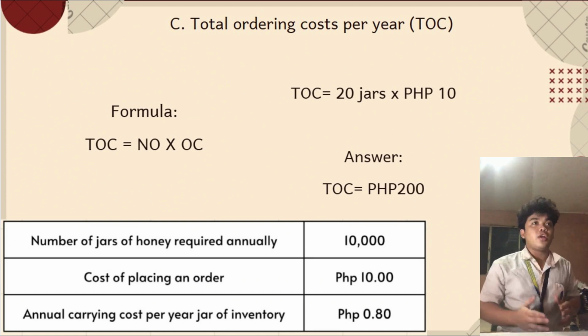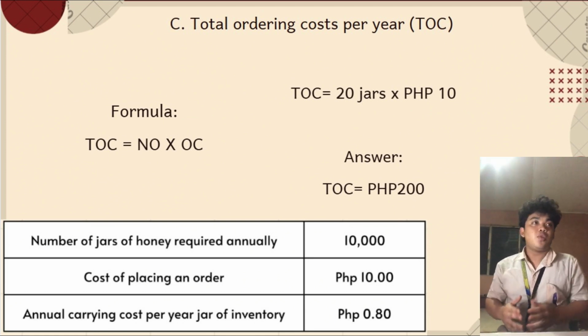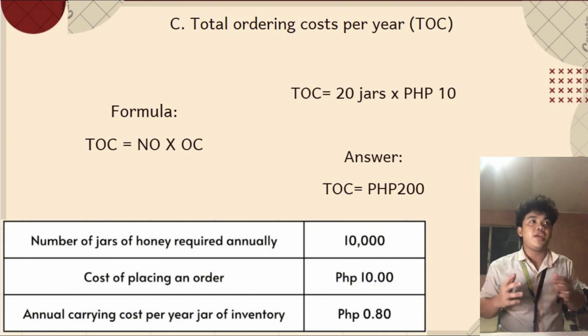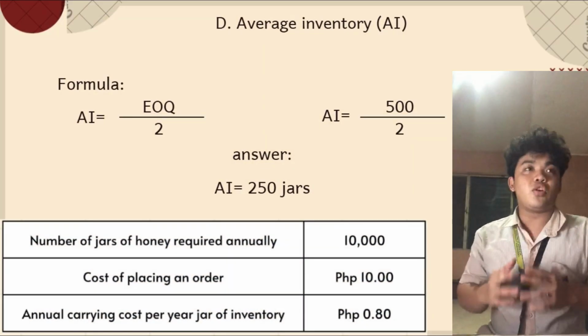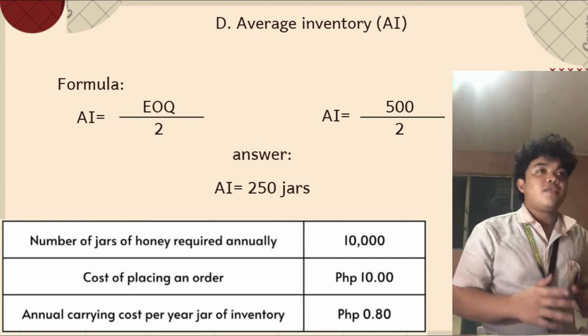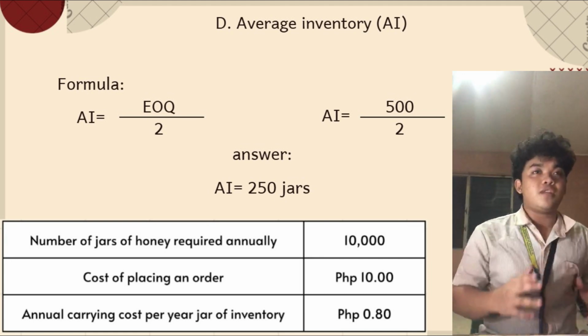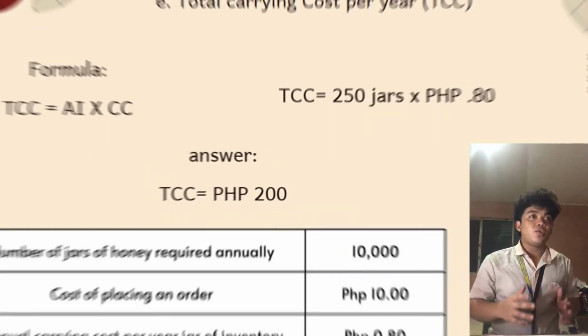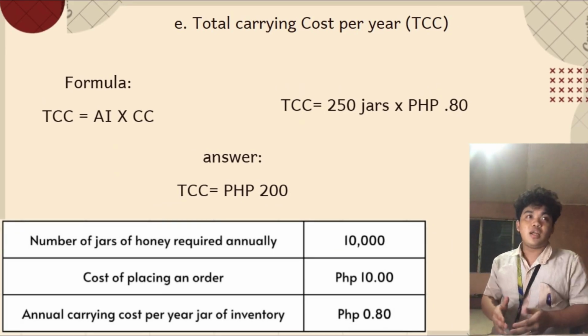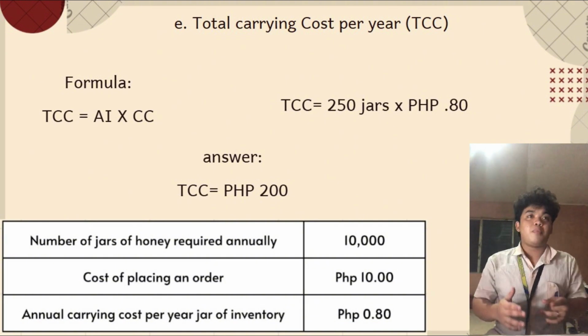For total ordering cost per year, or TOC, 20 orders times ordering cost of 10 pesos equals 200 pesos for total ordering cost per year. Next, average inventory, or AI: EOQ, which is 500 jars, divided by 2 equals 250 jars for average inventory. Next, total carrying cost per year, or TCC: average inventory times carrying cost of 0.80 pesos equals 200 pesos for total carrying cost per year.